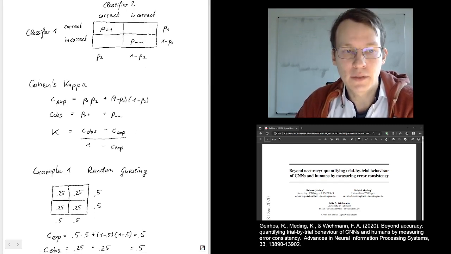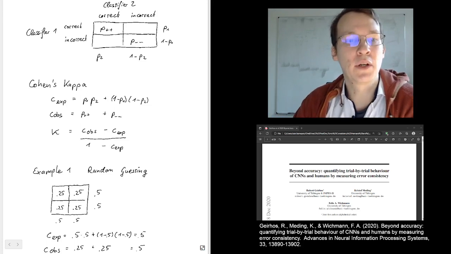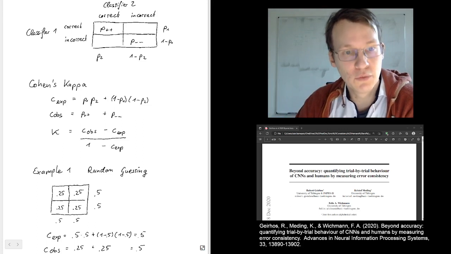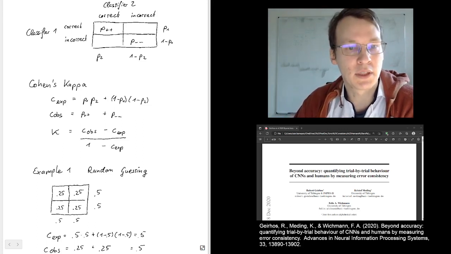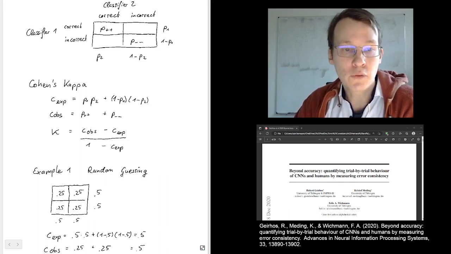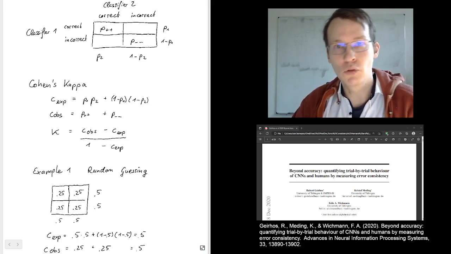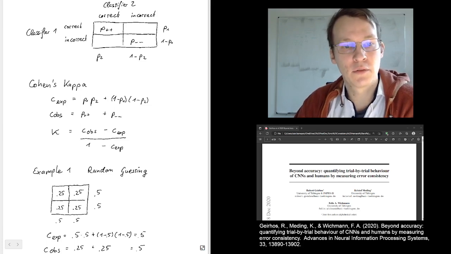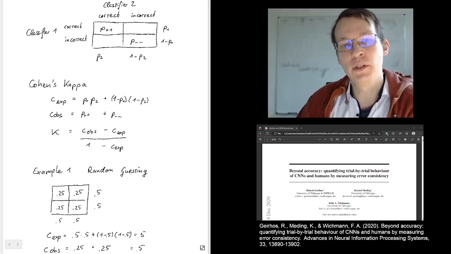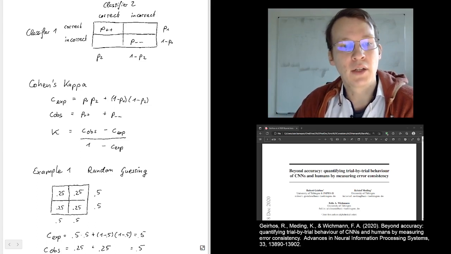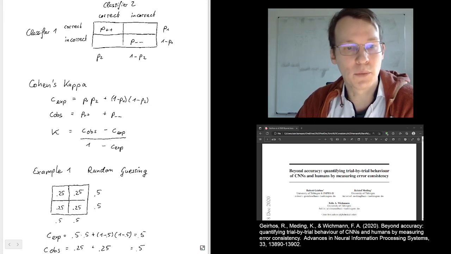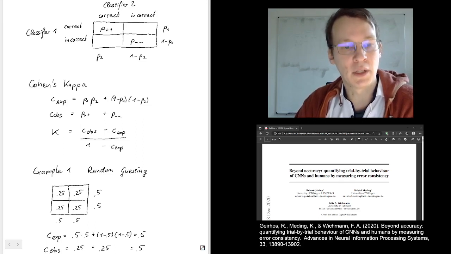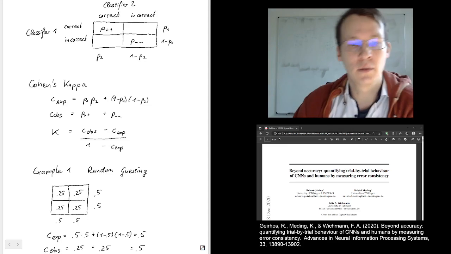The expected overlap of these two classifiers, the expected probability that both are correct, is P1 times P2. The probability that both are incorrect is then (1 minus P1) times (1 minus P2). And we observed a probability of both being correct, P++, and P-- is the probability of both being incorrect. And then kappa is computed by subtracting the expected from the observed consistency and then normalizing it so that kappa does not go beyond 1.